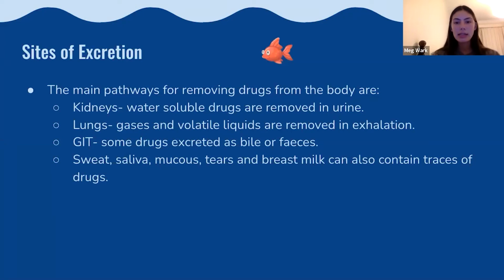Then we've got the lungs. This is where gases and volatile liquids are removed in exhalation. Volatile liquids just means liquids that can become gases. In the gastrointestinal tract, some drugs are excreted as bile or feces. And sweat, saliva, mucus, tears, and breast milk, so all different forms of secretions from the body, can also contain traces of drugs. That's why it's important that some drugs can't be taken by breastfeeding or pregnant mothers, because they can cross over into the baby through breast milk.